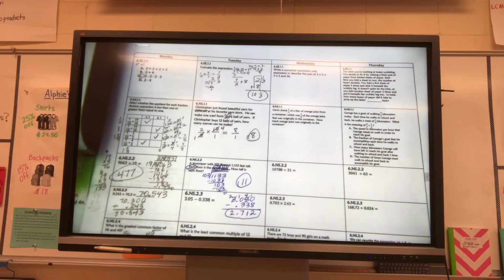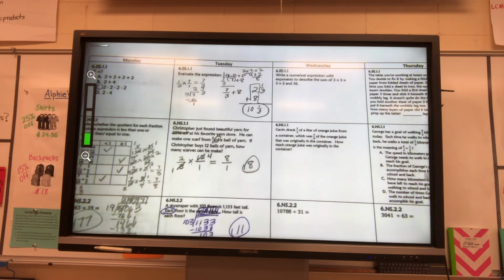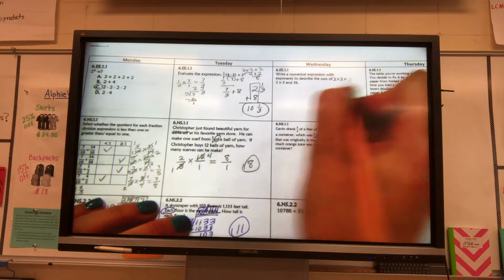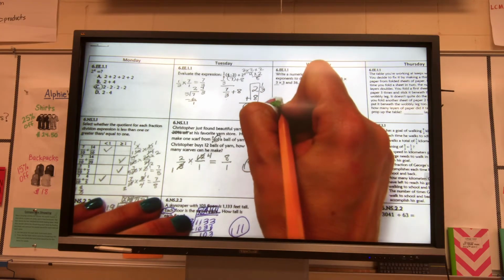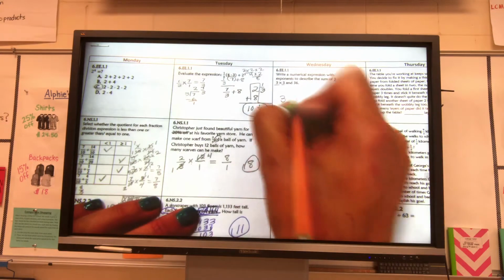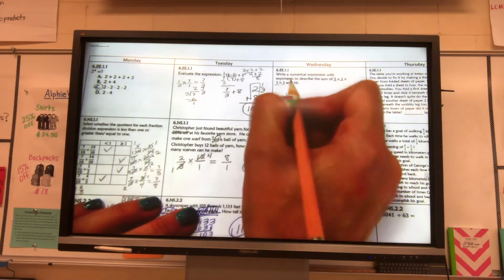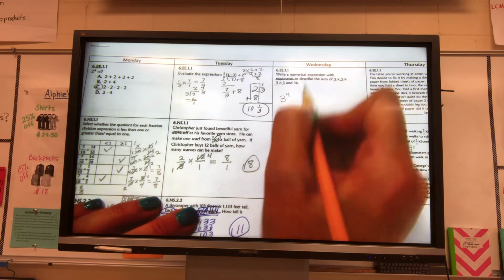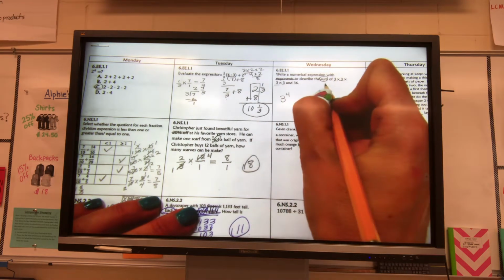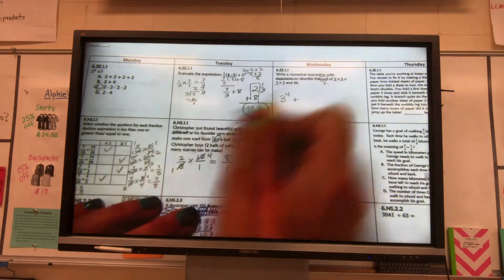Today we will be working on week 1, day 3, so Wednesday, of our countdown to FSA. So the first question says, write a numerical expression with exponents to describe the sum of 3 times 3 times 3 times 3 and 36. So there are 1, 2, 3, 4. So we're going to say 3 is my base, 4 is my exponent. And it wants me to write it with exponents. And it says sum. So sum tells me I'm adding. And then it says and 36.